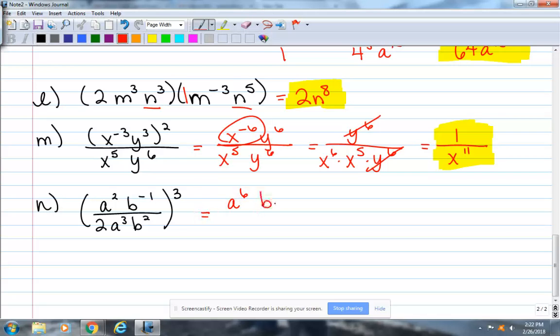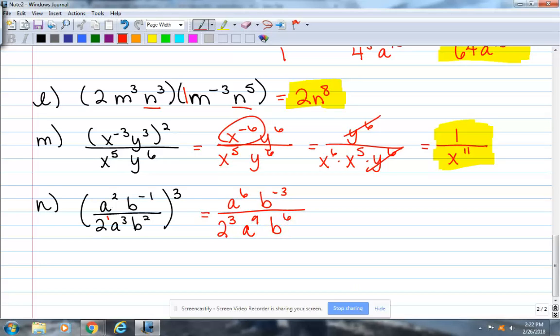B to the what? Over. Don't forget the 2. 2 to the what? It's a 1 on it right now, right? So 2 to the 3rd. Good. A to the what? And B to the 6. What's your next step?